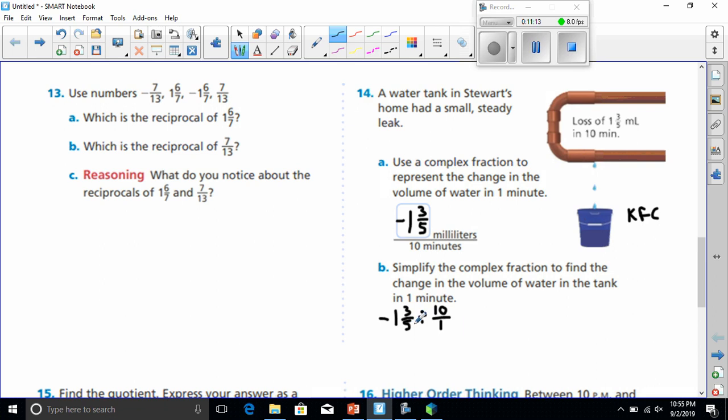Now we have to turn this into an improper fraction. So this is going to be equal to, let's see, 5 times 1 is 5, plus 3 is 8. So this would be negative 8 over 5 divided by 10 over 1. And now we'll use our KFC method. We keep the first one the same, negative 8 over 5. We're going to flip the second one, so it's going to be 1 over 10.